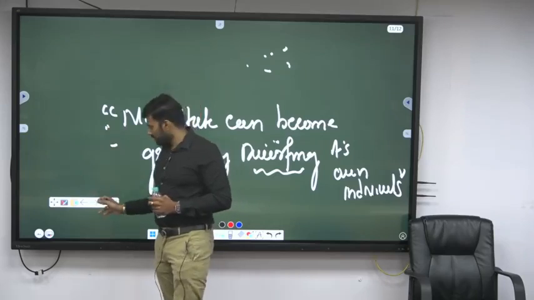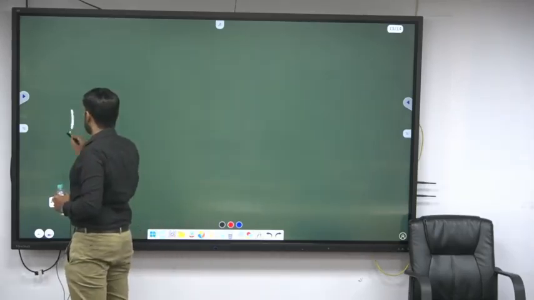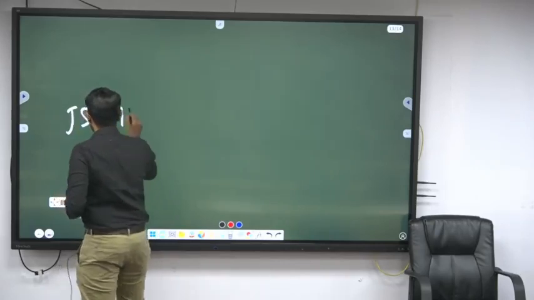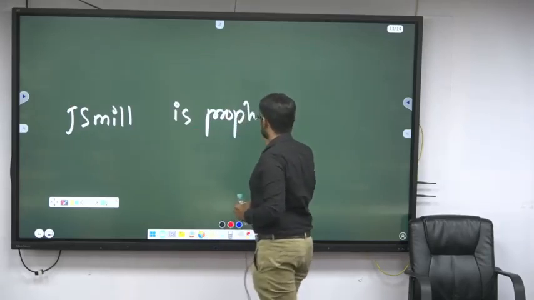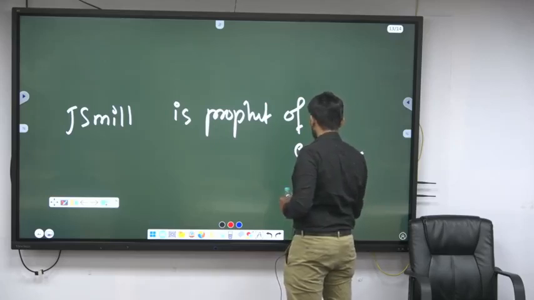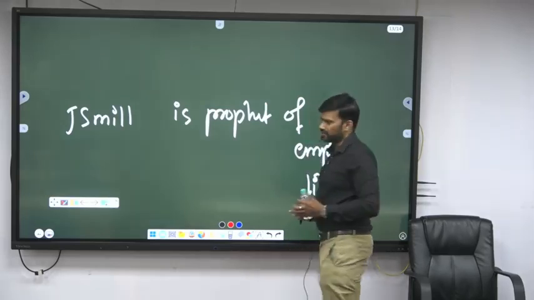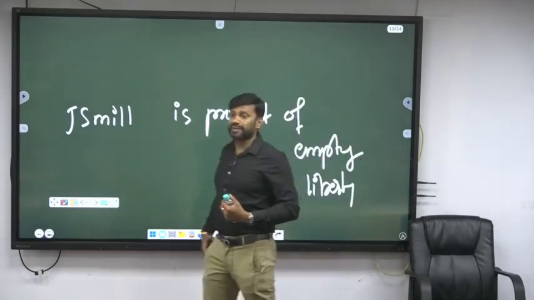But however, it's not that there is no criticism against his idea. You have certain criticism. J.S. Mill, according to Barker, Barker calls J.S. Mill a prophet of empty liberty. Who said, Barker or who said? I'm not sure. Barker only, na? Yeah, Barker only. Prophet of empty liberty.